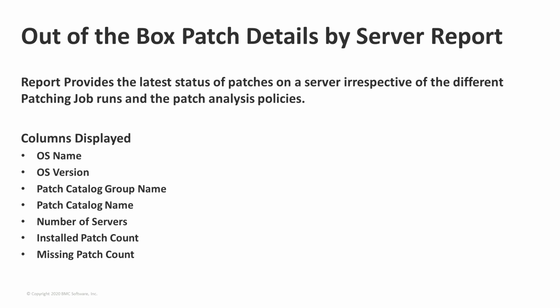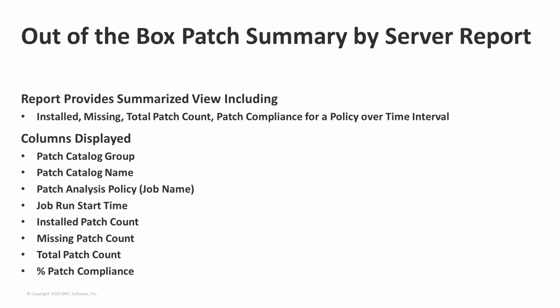And the second commonly used out-of-box report from the patch domain is patch summary by server. This is the second report. This report provides a summarized view including installed patches, missing patches, total patch count, and patch compliance for a patch policy name over a time interval. So this is a summary by server. It shows installed patch count, missing patch count, and total patch count by server.